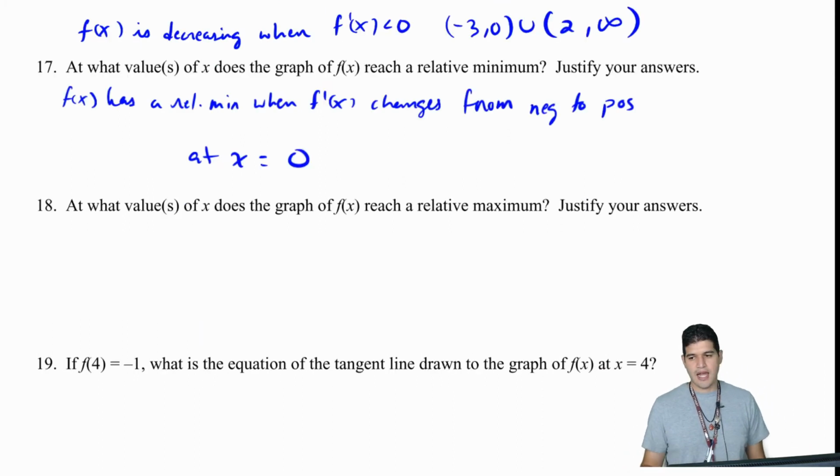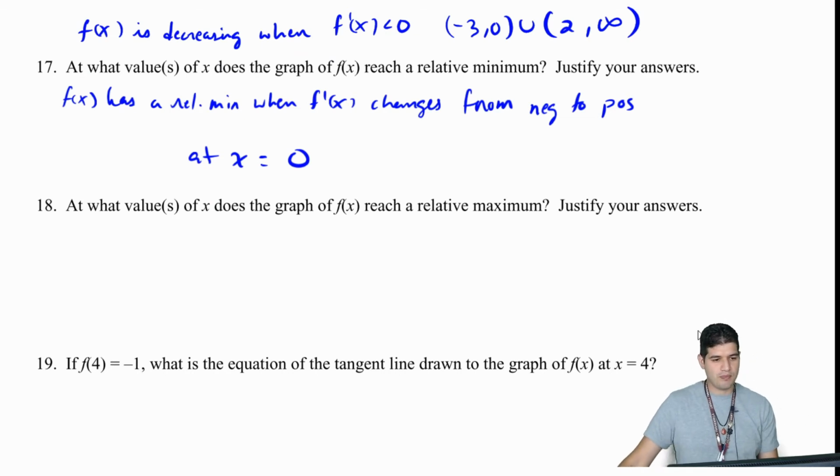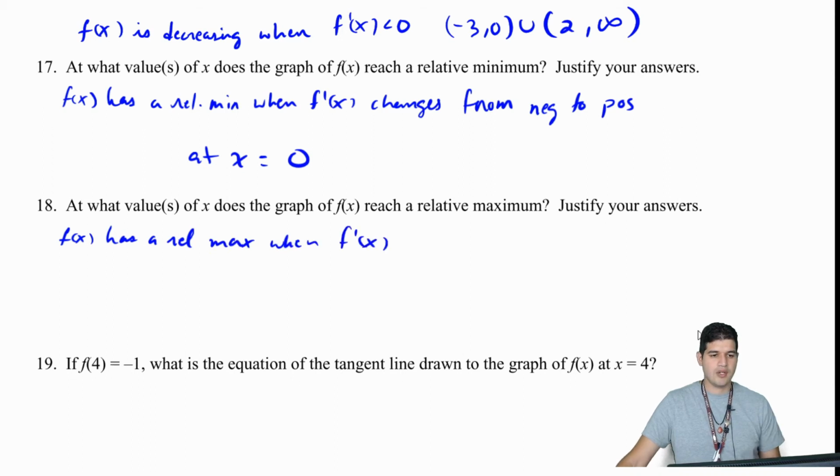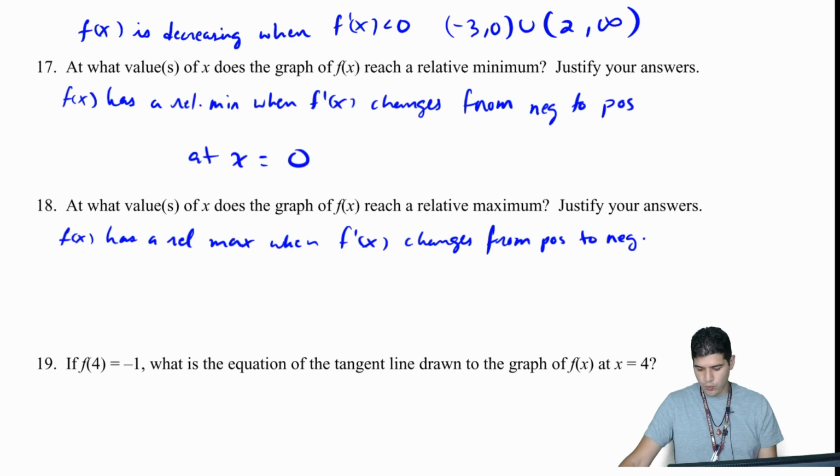sign chart. And along with that, we want to see where we have a relative maximum. So f of x has a relative max when f prime of x is going from increasing to decreasing, so from positive to negative. And where is that happening? Well, that's happening in two spots, and go look at your sign chart to see that. That's happening at x equals -3 and at x equals +2.